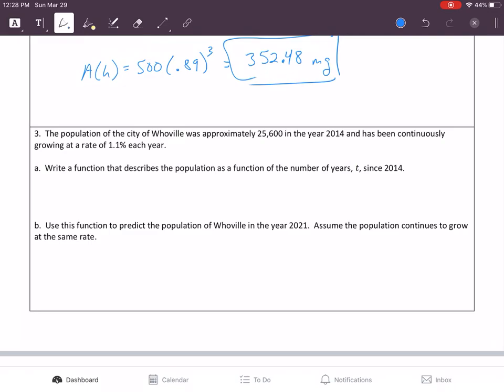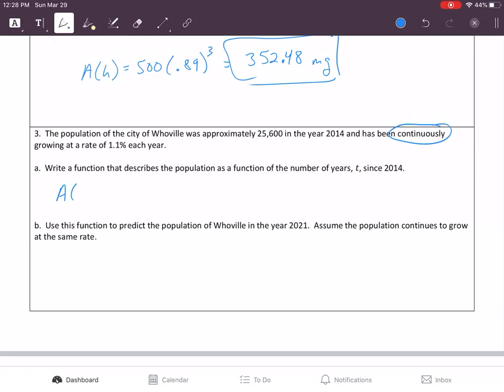All right. So now we have the population of the city of Whoville. It's approximately 25,600 in the year 2014, and has been continuously growing. So continuously is, again, a separate equation, right? Continuously means it's doing all the time. There is no stopping. It's not annual. It's not weekly. It's not monthly. It's continuous. So our equation is going to be a little bit different.